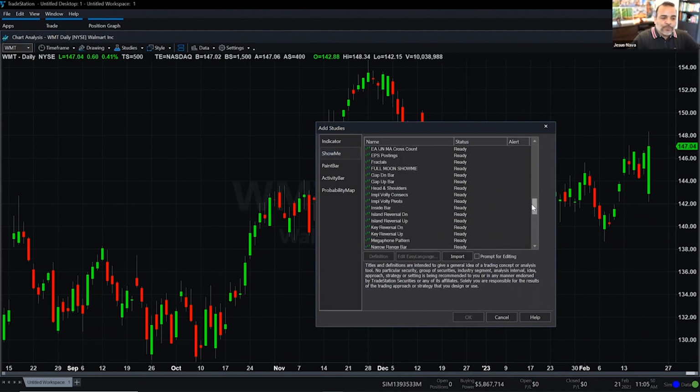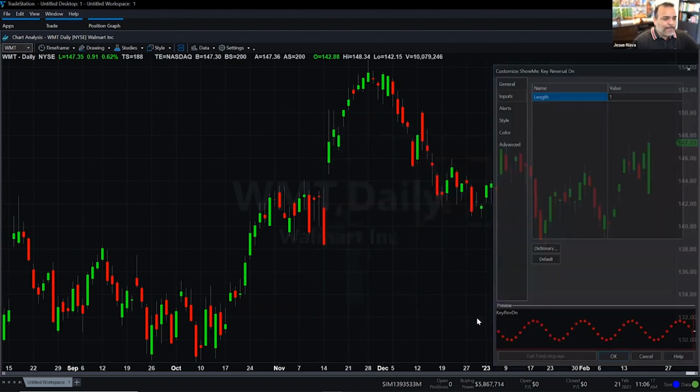I'm going to first take a look at key reversal down. They're in alphabetical order, so I'll pick the top one, which is key reversal down. I'm going to click on this little checkbox that says prompt for editing, because I know for a fact that the dot for the show me is sometimes a little bit small for presentation, and I just want to make sure that it's big and you guys can see it right here in this class. I'm going to click OK.